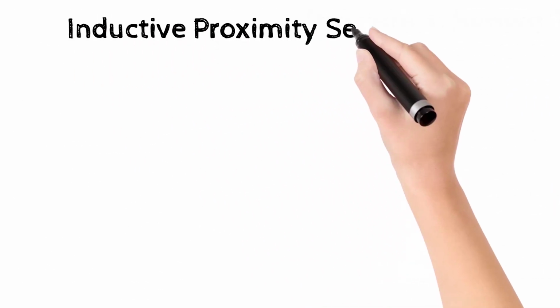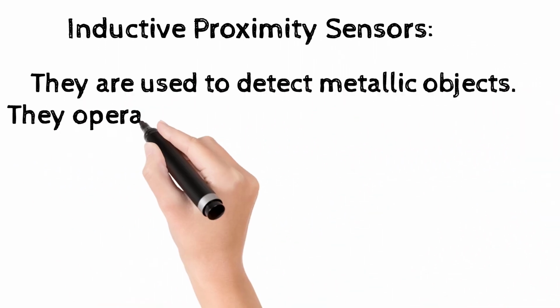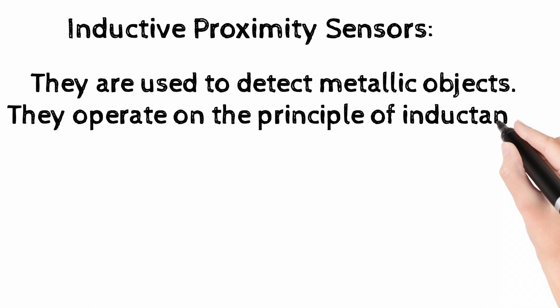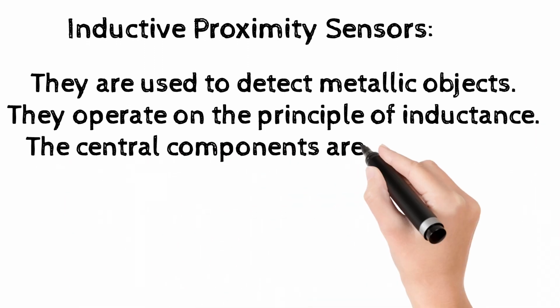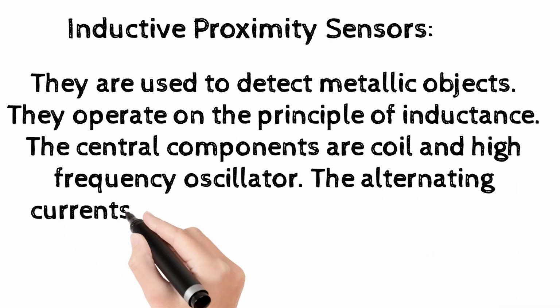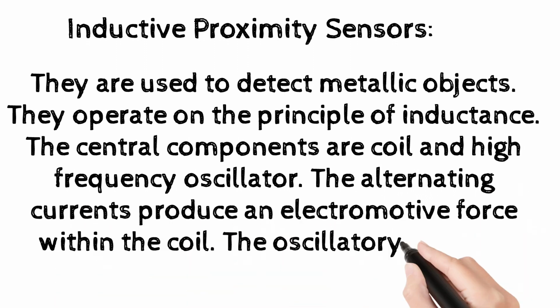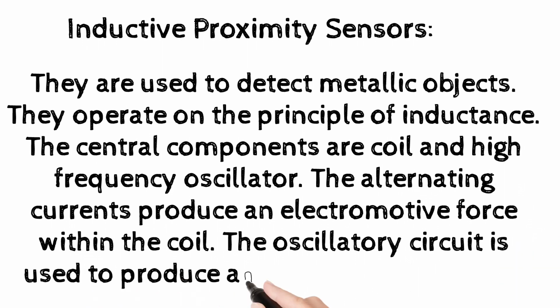Inductive proximity sensors. They are used to detect metallic objects. They operate on the principle of inductance. The central components are a coil and a high-frequency oscillator. The alternating current produces an electromotive force within the coil. The oscillatory circuit is used to produce an electromagnetic field.